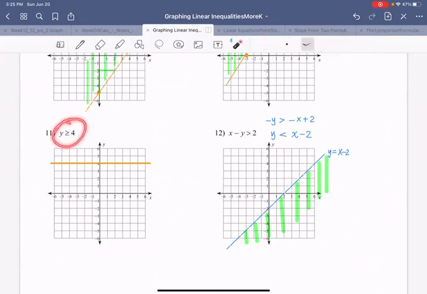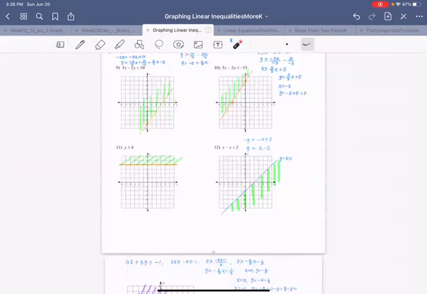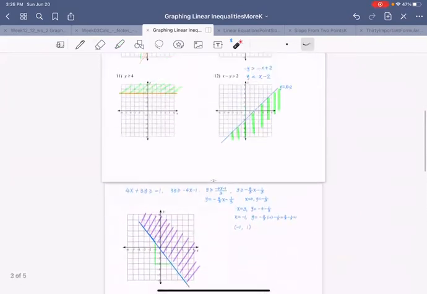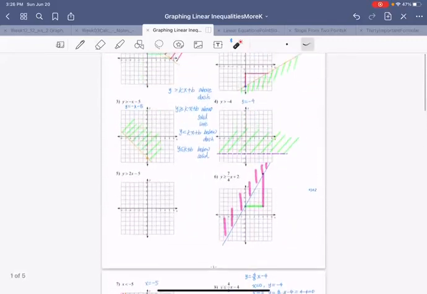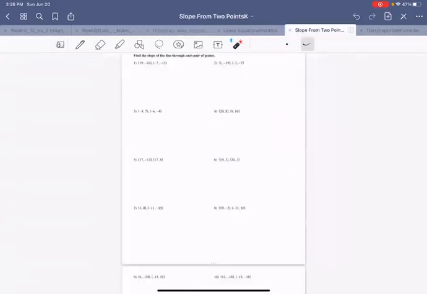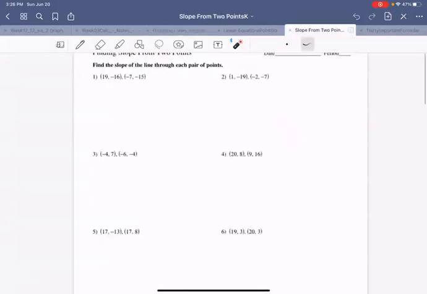Then bigger than or equal to 4, how do I shade it? Shade above. Keep it solid, right? All right. That's for the inequality. Before we move to the next topic, are there any questions? No questions?